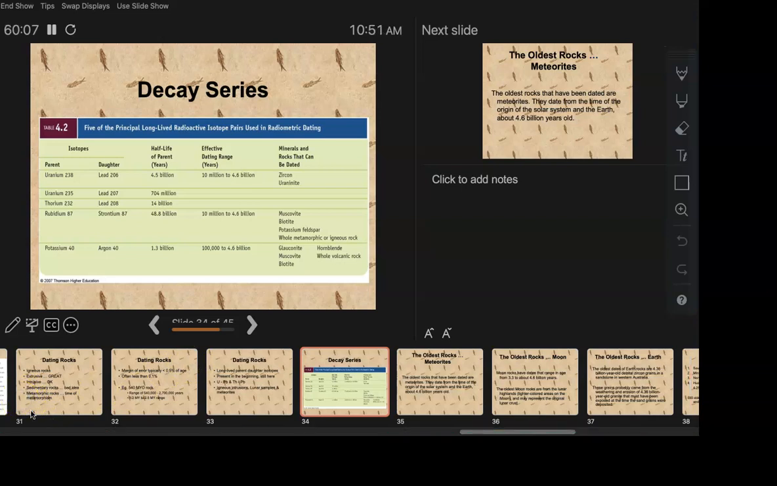So, anyhow, what we're looking at here are a handful of different decay series. And potassium to argon is another really popular one. That's great for stuff that's young, around 100,000 years. All right.